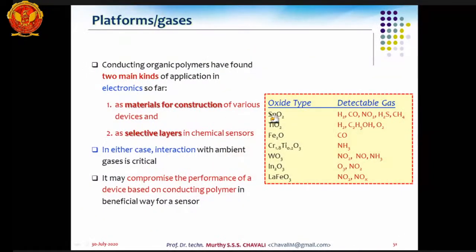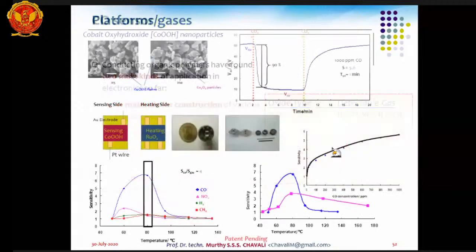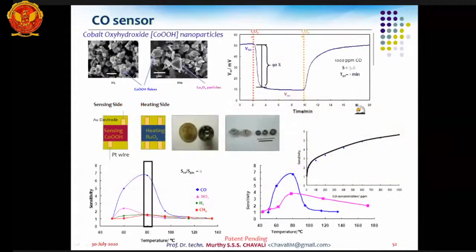We have used initially tin oxide, titanium oxide, iron-based tungsten oxide, indium oxide, and ferrites. So we use all these things initially, and in combination, we are using so many other things for specifically conductive polymer-based gas sensing. And we initially started with working on a CO sensor using cobalt oxides, but the sensor is very good enough and it has a heating element.